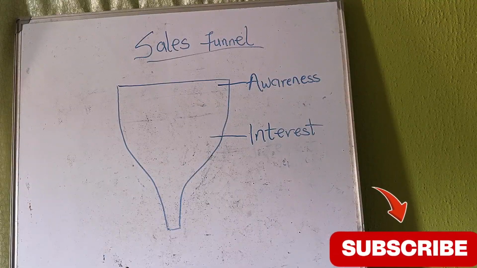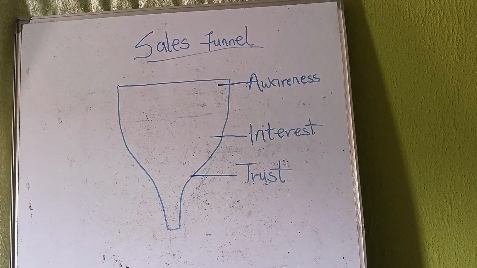The next stage now is the trust stage. This stage is where most sales are won or lost. People may find you and learn from you, but they will not buy until they trust you. So what exactly happens at this stage? They believe you understand their problem. They see proof of your experience or results. They feel safe listening to your advice. Okay? So the main goal of this trust stage is credibility and reassurance.